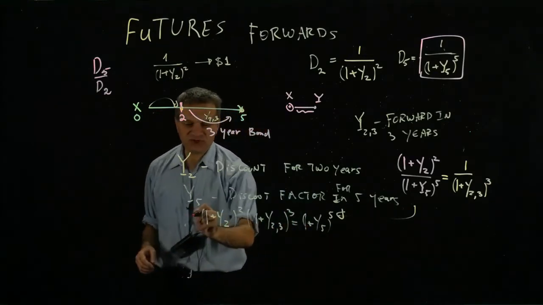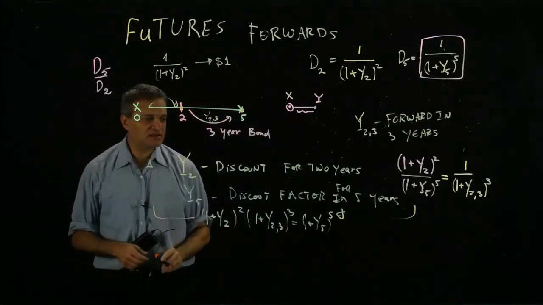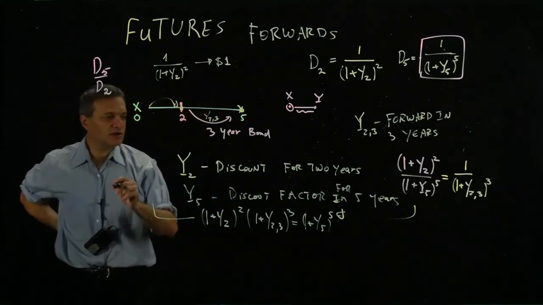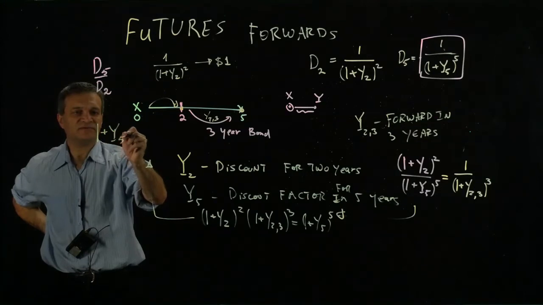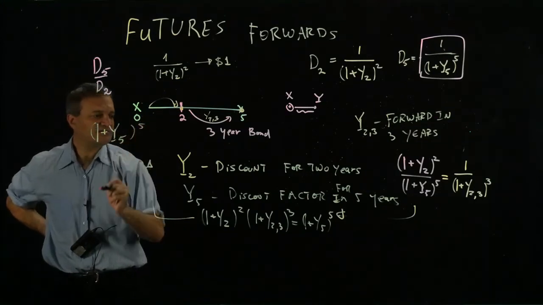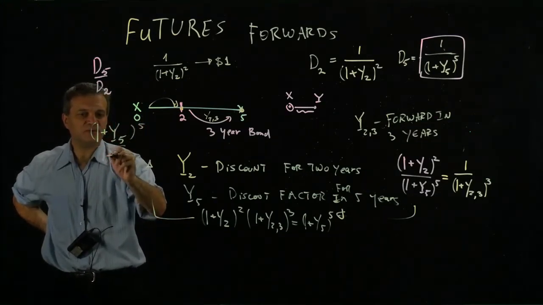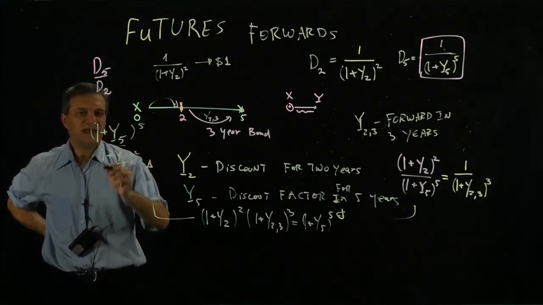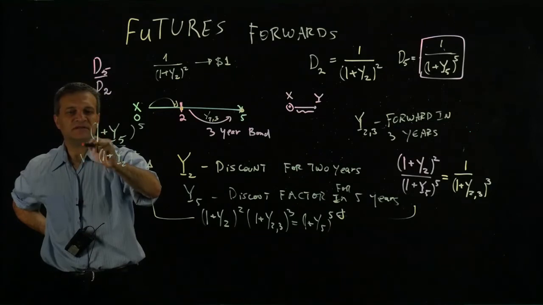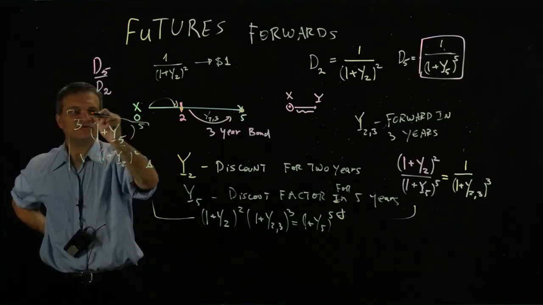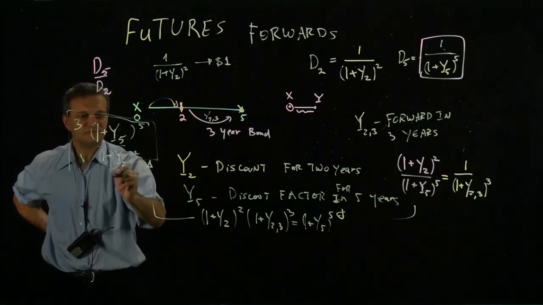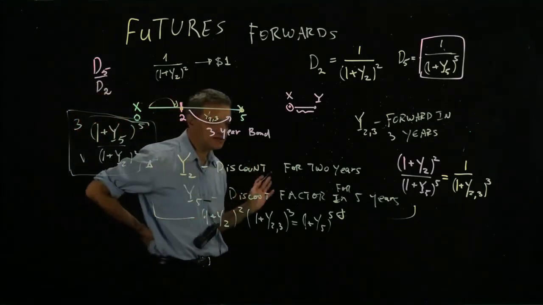Well, now you can actually find it and get the following formula. So this is going to be basically (1 + y5) to the power of 5 divided by (1 + y2) to the power of 2, and now you take the third root. Don't forget the third root. So that's your formula. Now, that's all there is to it.